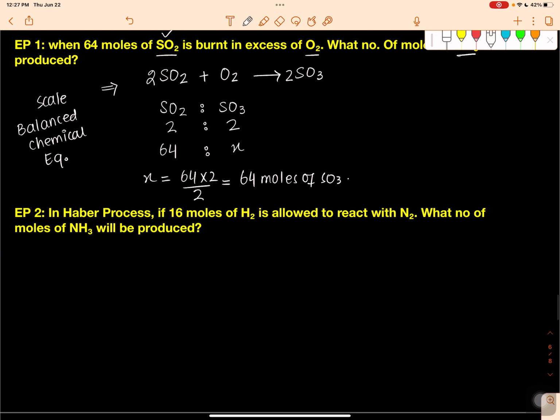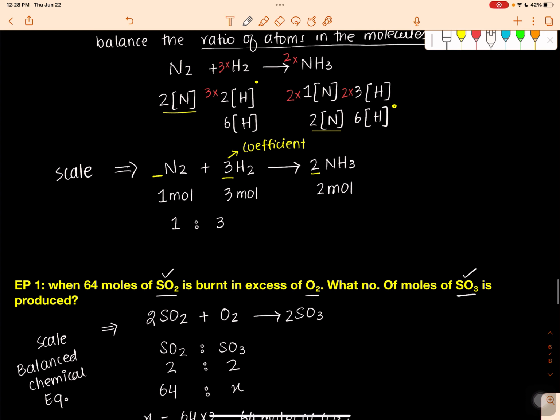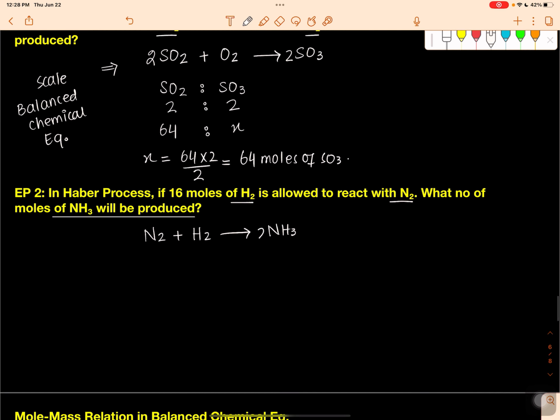In a Haber process, 16 moles of hydrogen is allowed to react with nitrogen. So what number of moles of ammonia will be produced? So from the problem, I'm going to inspect what is reacting and what is the product being produced. So hydrogen and nitrogen are allowed to react, and ammonia is what is going to be produced. So our equation becomes nitrogen reacting with hydrogen, and it will produce ammonia. The equation is not balanced, but you have seen the method above, so this will be like 2 here and 3 here.